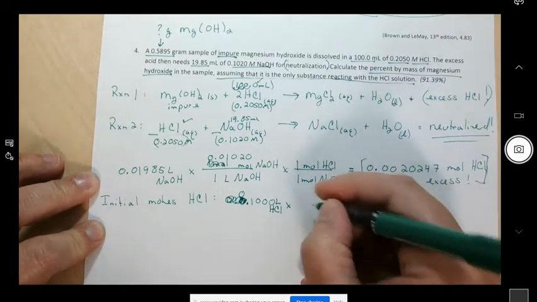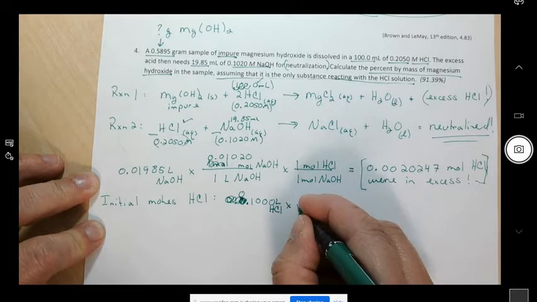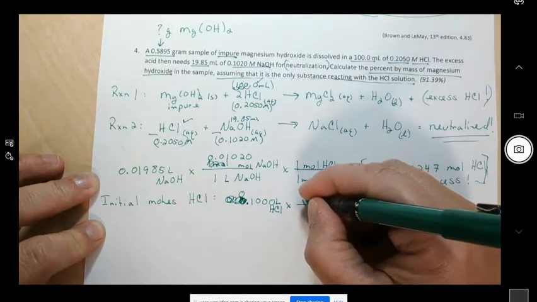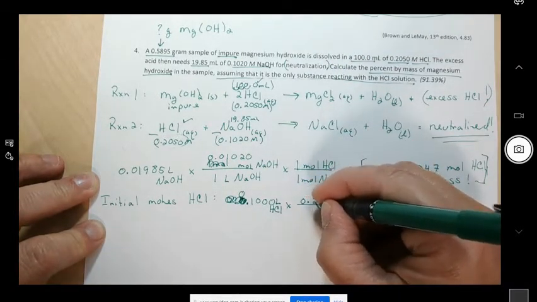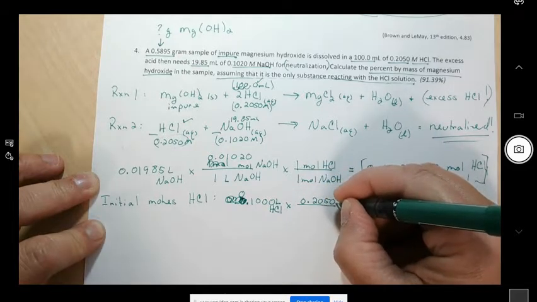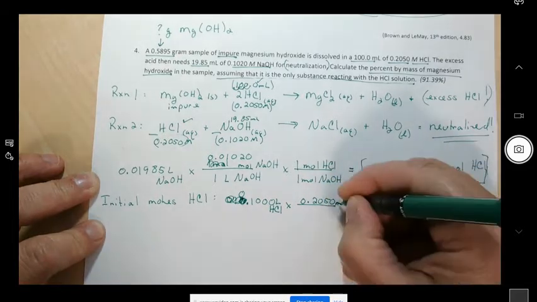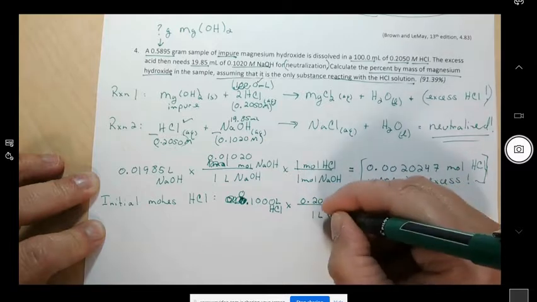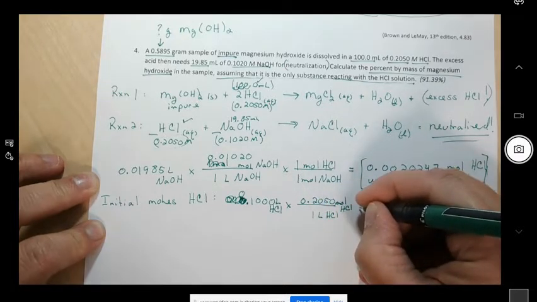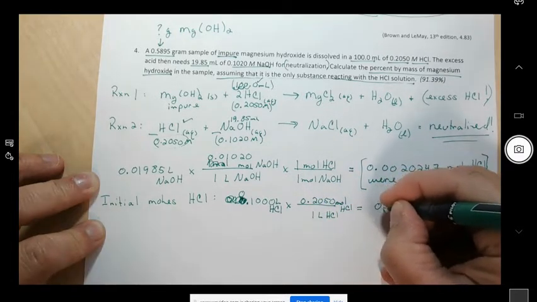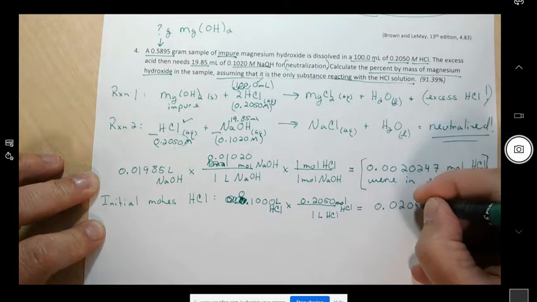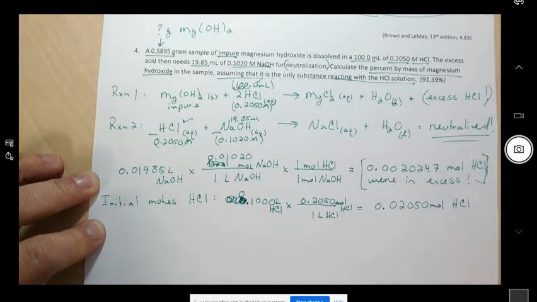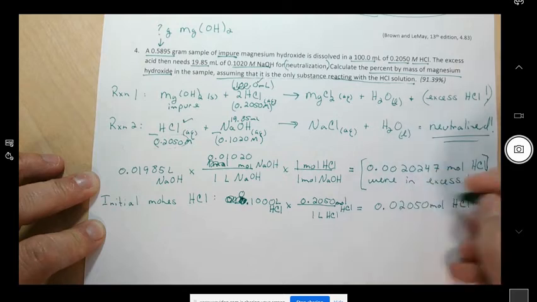And then we're going to multiply that by the 0.2050 moles of HCl for every 1 liter of HCl. And that's going to give me 0.02050 moles of HCl. And that's initial.